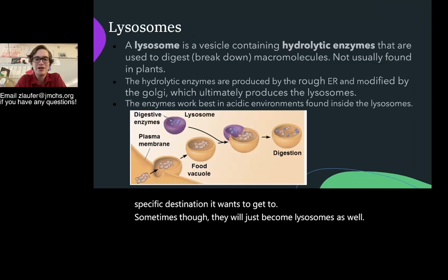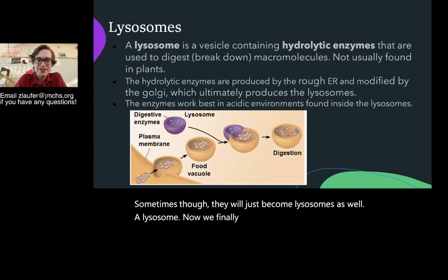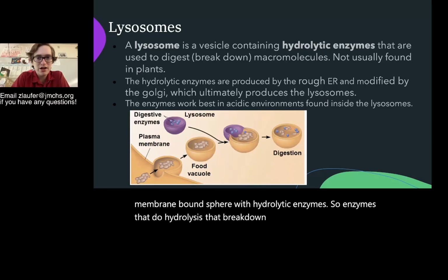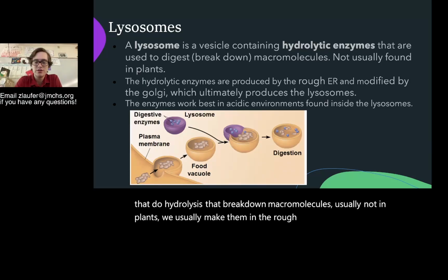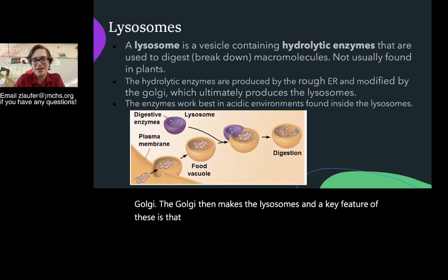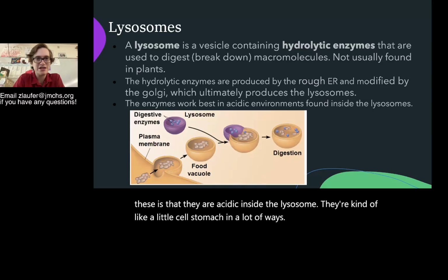A lysosome, now we finally can talk about it, is a vesicle, so just a membrane-bound sphere, with hydrolytic enzymes, so enzymes that do hydrolysis, that break down macromolecules, usually not in plants. We usually make them in the rough ER, modify them in the Golgi. The Golgi then makes the lysosomes. And a key feature of these is that they are acidic inside the lysosome. They're kind of like a little cell stomach in a lot of ways. And so their enzymes are acidic as well.